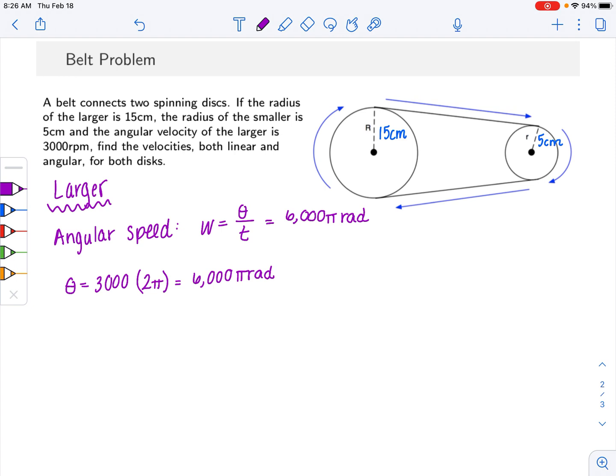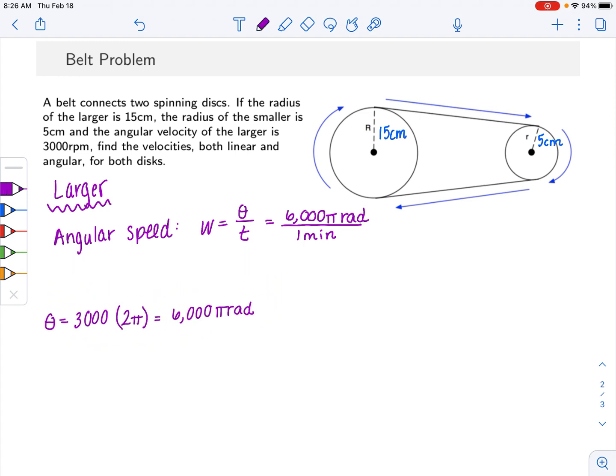And then, this problem also does not say minutes. Since it's revolutions per minute, again, we're going to use the idea that it's per minute, so 1 minute. So overall, our angular speed is going to be 6,000 pi radians per minute. That's the angle it's going to rotate in radians, because that's a measure of an angle, per minute.